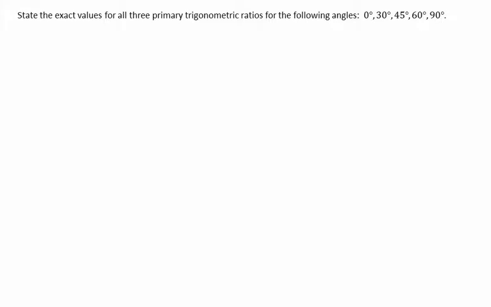State the exact values for all three primary trigonometric ratios for the following angles: 0 degrees, 30 degrees, 45 degrees, 60 degrees, and 90 degrees.